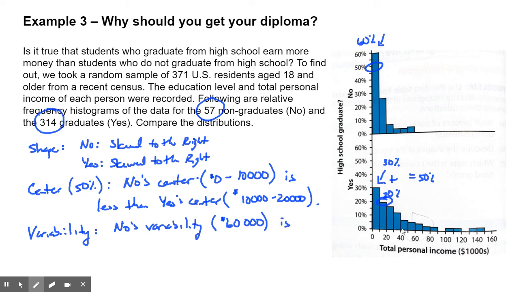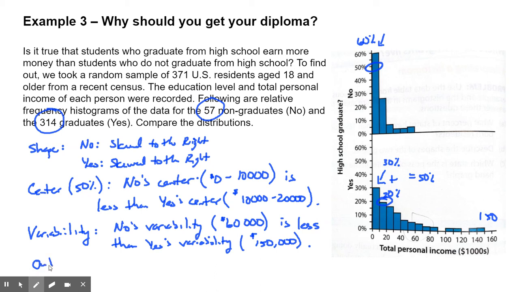And now obviously, because the yeses extend farther, their variability is going to be more. So no's variability is less than yeses variability. And to find yeses variability, we need to take this largest value, which is 150,000, and subtract 0. Well, 150 minus 0 is 150,000. So you can see that for those who graduate high school, there's a little bit more spread in terms of how much income you can make. There's more variability in what you can do with a high school degree.